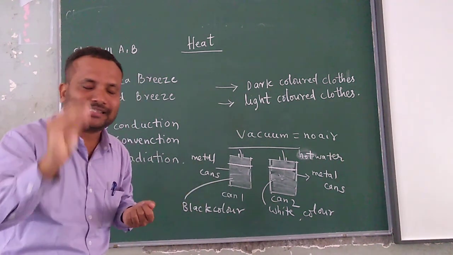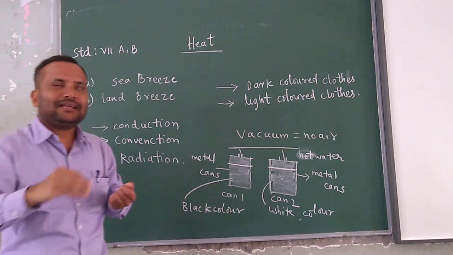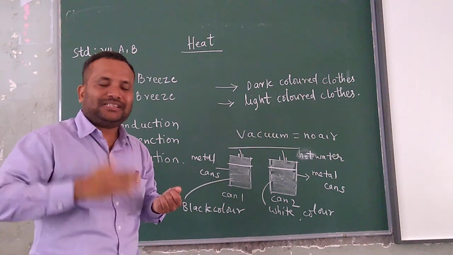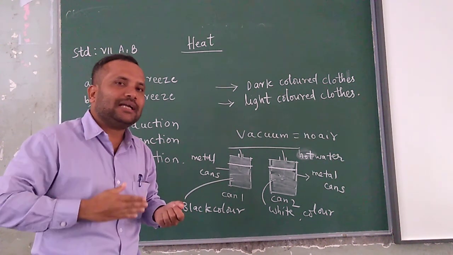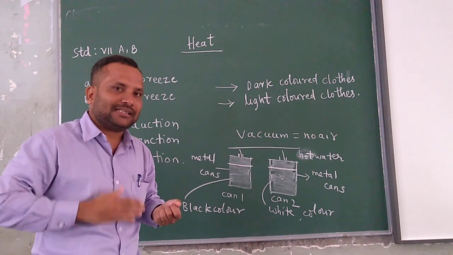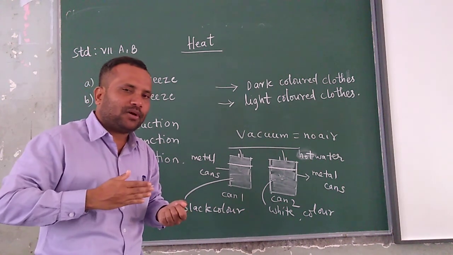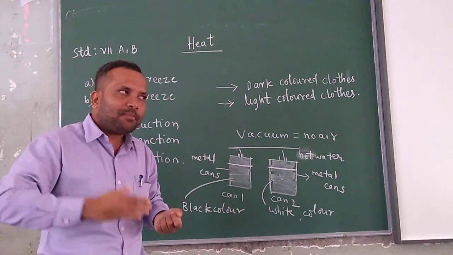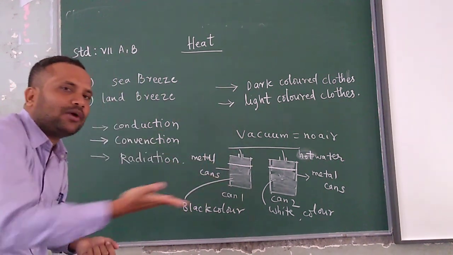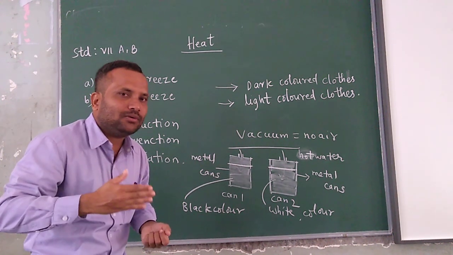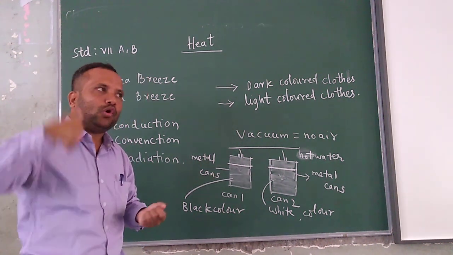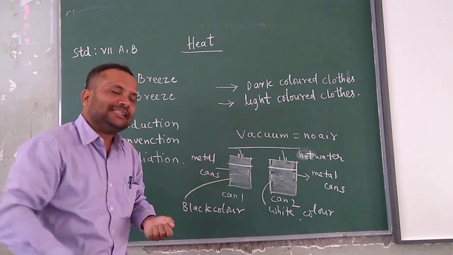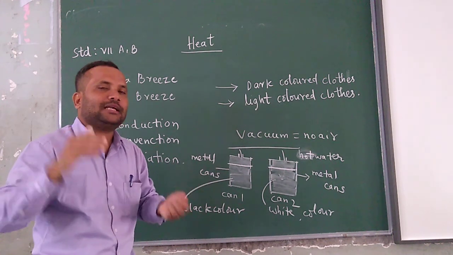Whatever heat is there inside my body will remain inside my body only, because the air trapped in the woolen fibers in the sweaters is a poor conductor of heat. It will not allow the heat from my body to go out to the neighboring surroundings. So it keeps our body heat inside our body only, so that our body remains warm.